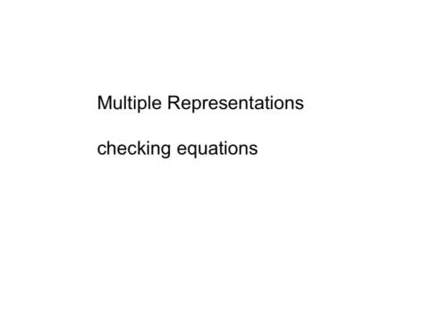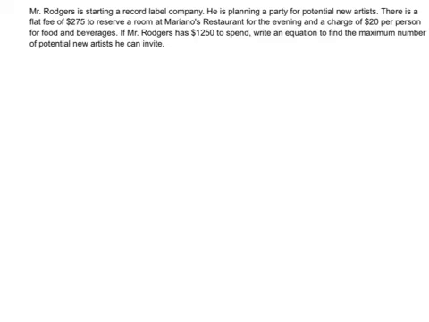Multiple representations, checking equations. You should have this problem in front of you. Mr. Rogers is starting a record label company. He's planning a party for potential new artists. There's a flat fee of $275.